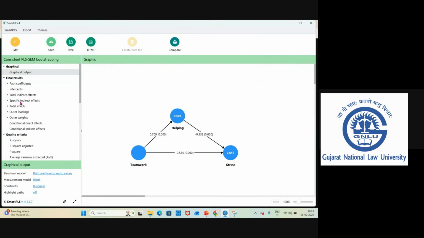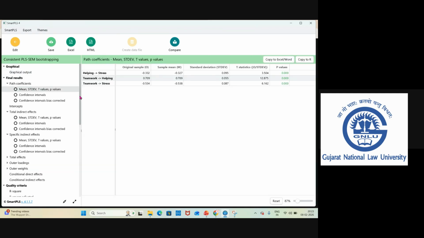Now, come to the right side. We have path coefficient results. We have total indirect effect. We have total effect. We are going to look at the direct effect, that is path coefficient direct effect. We are going to look at the specific indirect effect. We are going to look at the total effect.